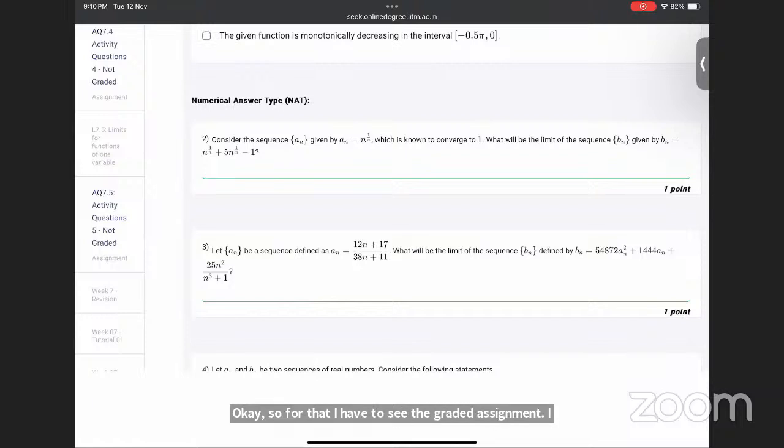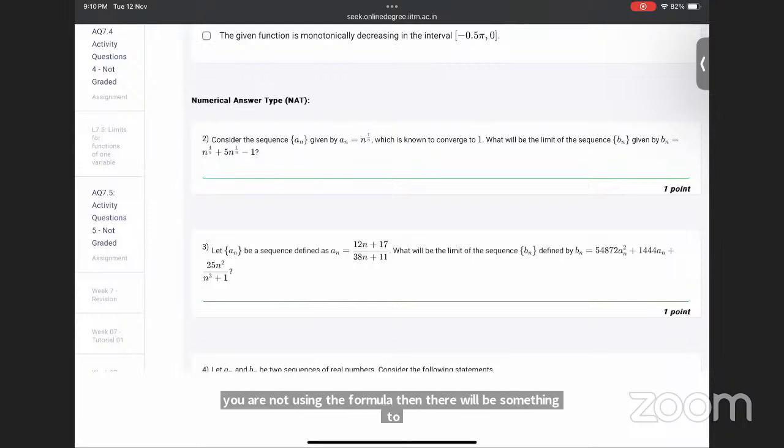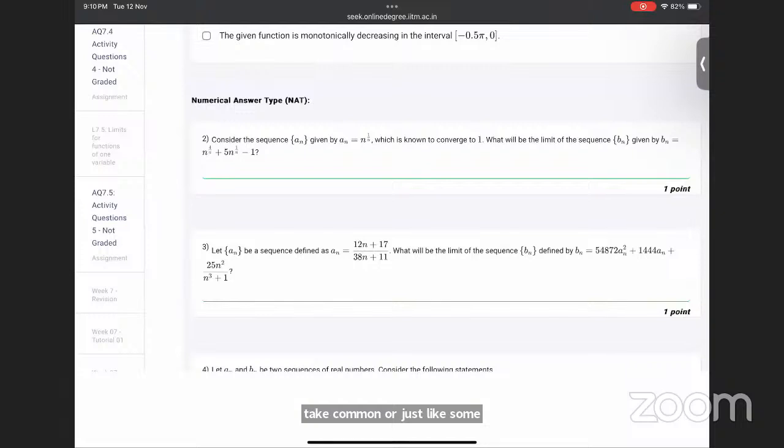If you are not using the formula, then there will be something to take common or some adjustment. Just try to do that. I just can't understand that question, ma'am. There was a formula in 11th class: n by 2 into last n minus first n. By that formula, I can solve that question.